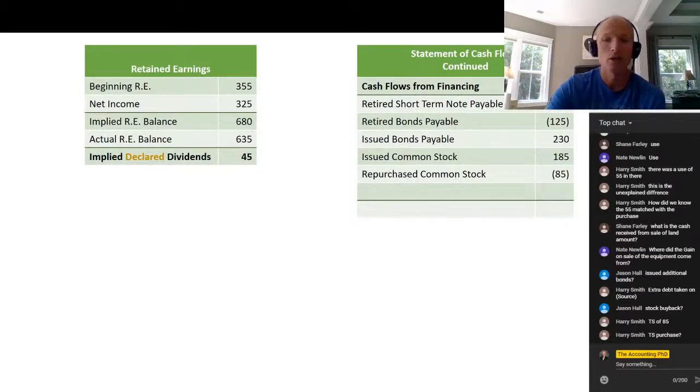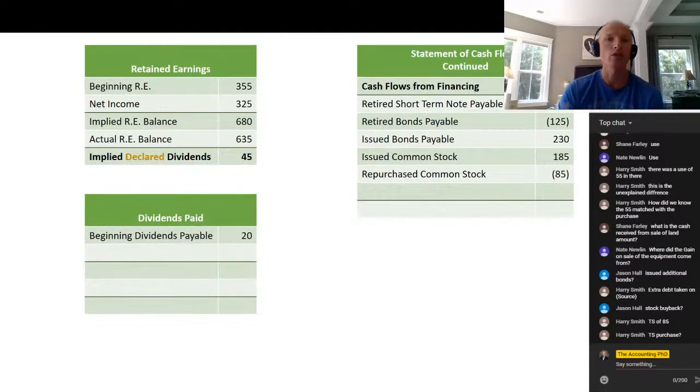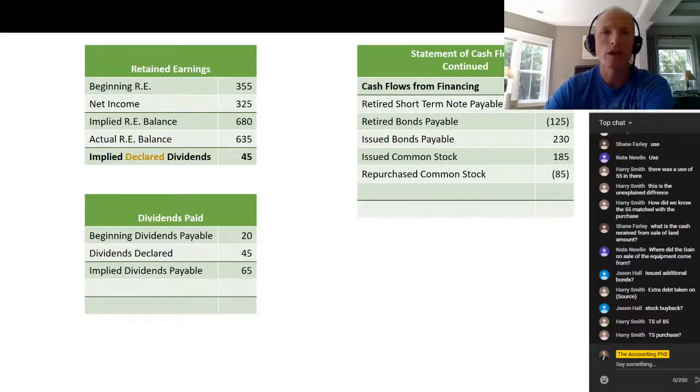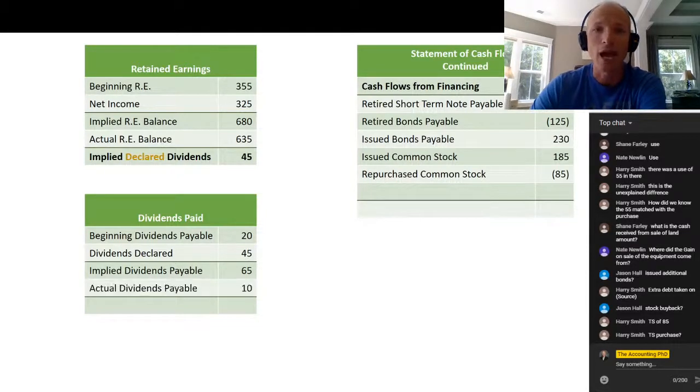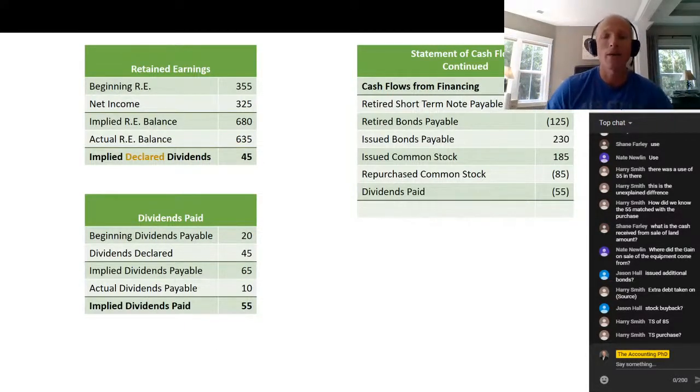But in this case, there is a dividends payable account. So we have to go another step. To get to the dividends paid, we have to use the dividends payable account along with the implied declared dividends in order to arrive at our answer. So our beginning dividends payable was 20. If the company had only declared dividends and had not made any dividends payments whatsoever, then the payable balance should be $65, because we know that when you declare a dividend, that gets added on to your dividend payable account. And so if nothing had been paid, the balance in the dividends payable account should be $65. The actual dividends payable account balance is 10, which means there must have been dividends paid of $55.